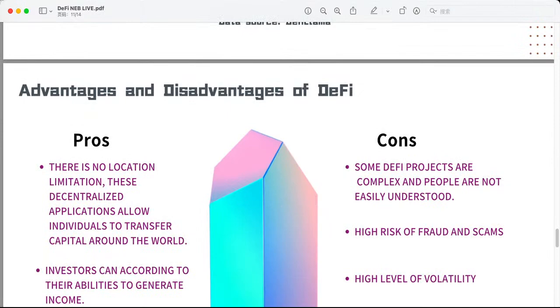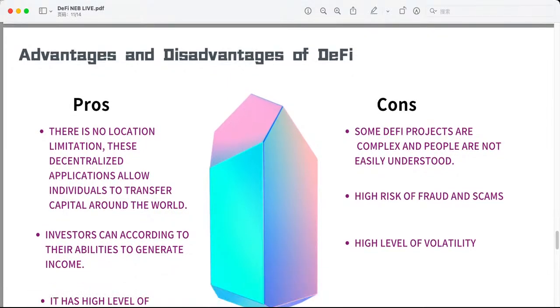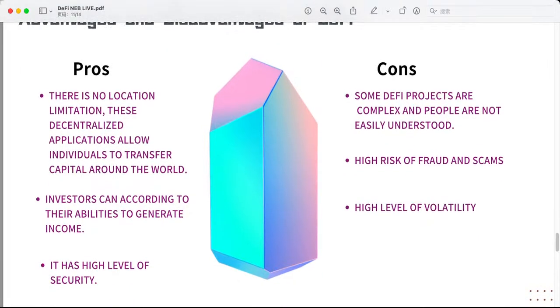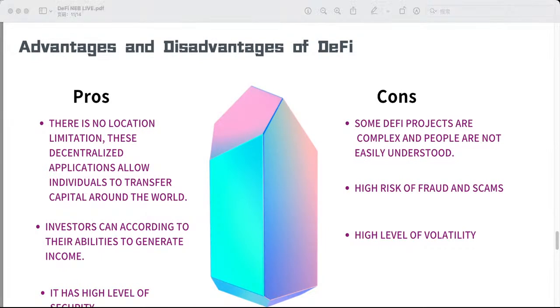We already know some concepts about DeFi, compared traditional finance with DeFi, and we already know the components of the DeFi process. So what are the advantages and disadvantages of DeFi? First of all, let's talk about the advantages. For the first advantage, because DeFi is executed by smart contracts, there are no limitations of location.